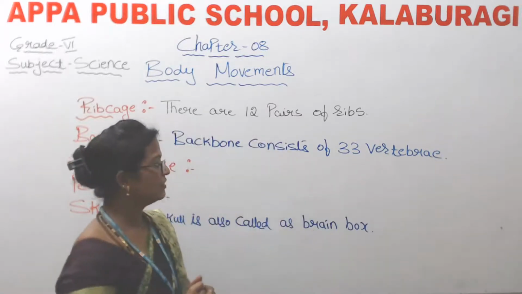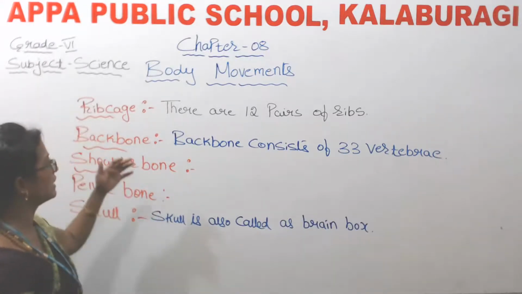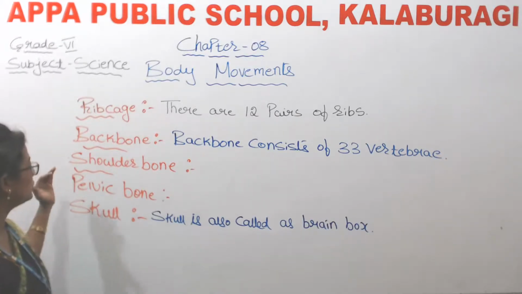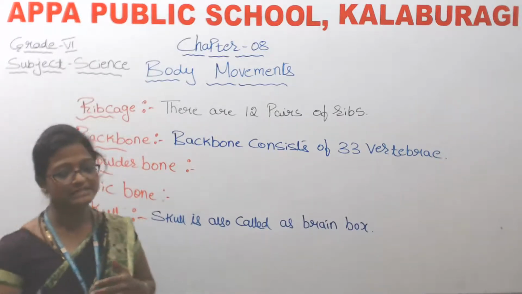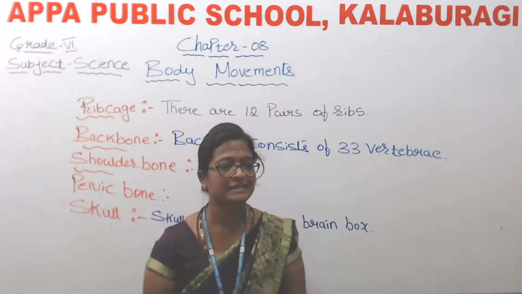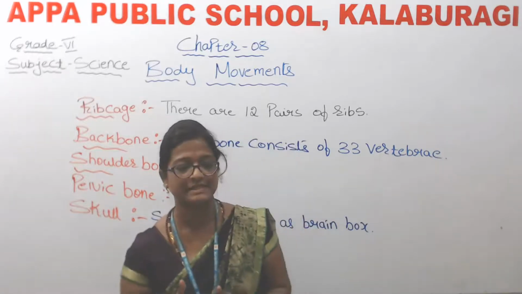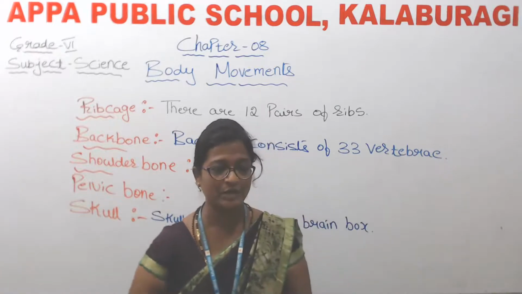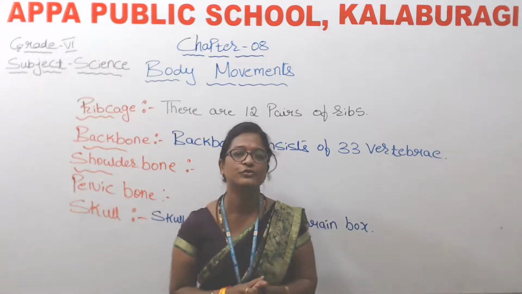So this is all about the parts we have discussed in this class. We have discussed the rib cage, the backbone, the shoulder bone, the pelvic bone, and the skull, isn't it? So children, in the skeleton system we have discussed all the parts. Apart from these, there are some bones which are not as hard as these bones, and they are not so soft either. So what do we call those?